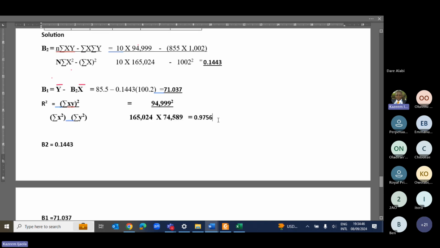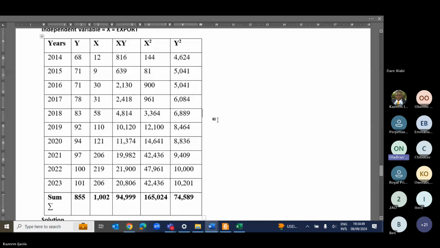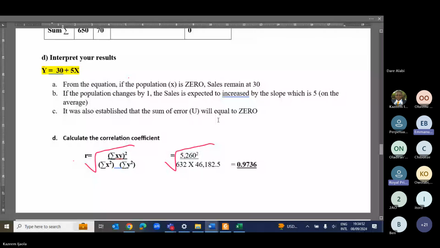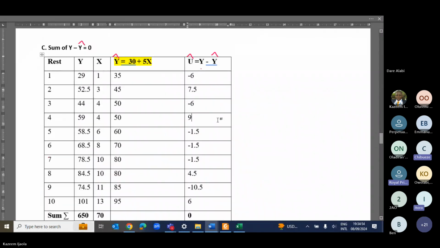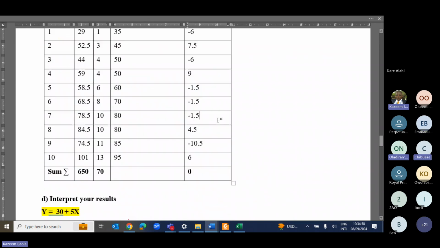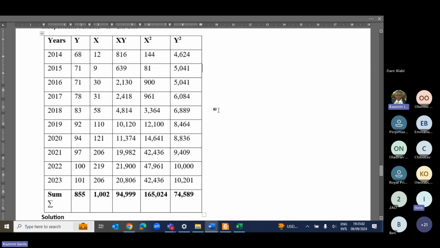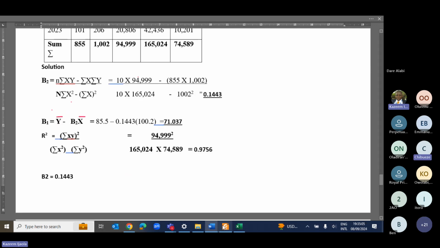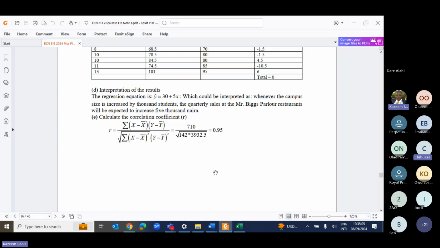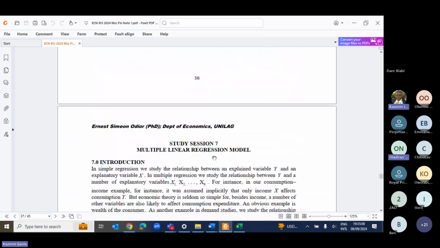Guys, I think something is wrong with our formula for R square. Yes, this is the formula for R square now. It's in the maths book. Just hold on, let me open the maths book. We have R square in this book.